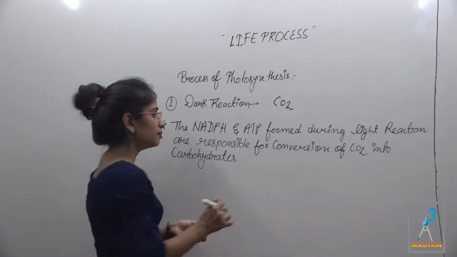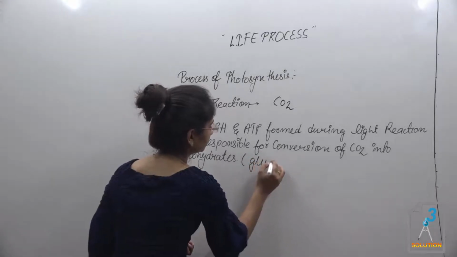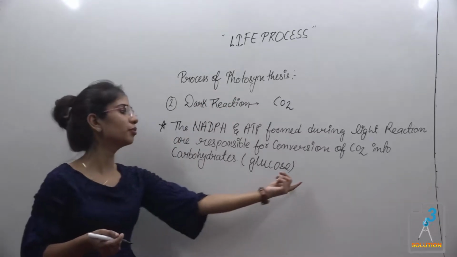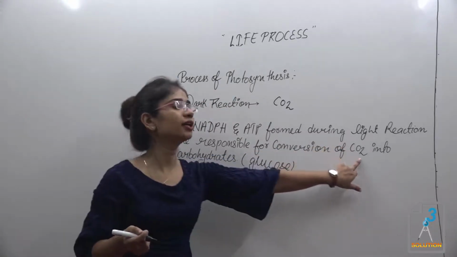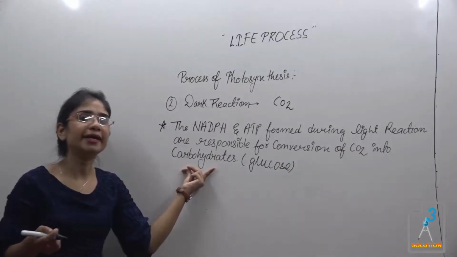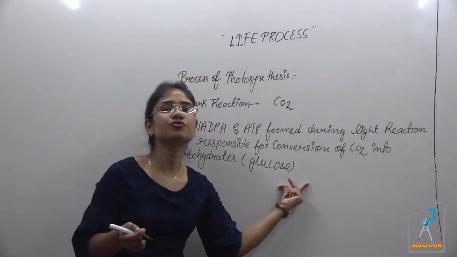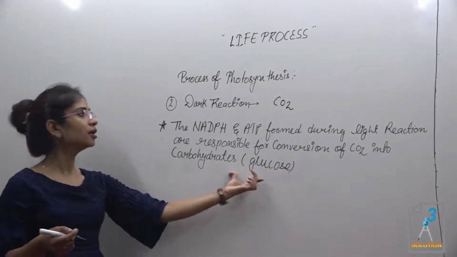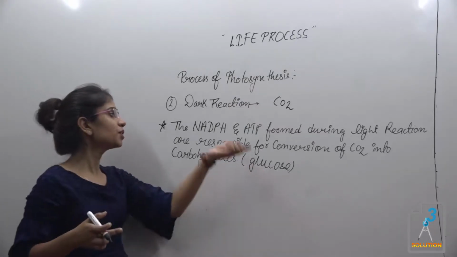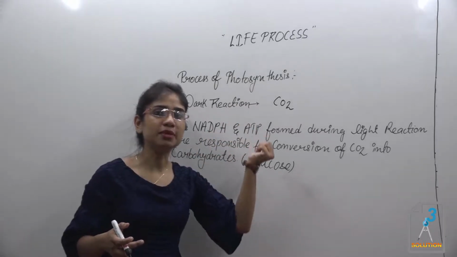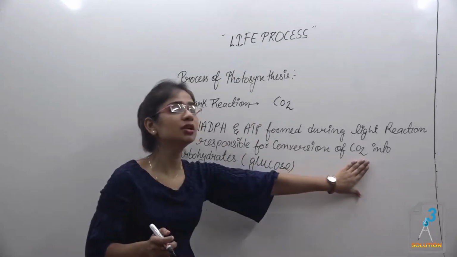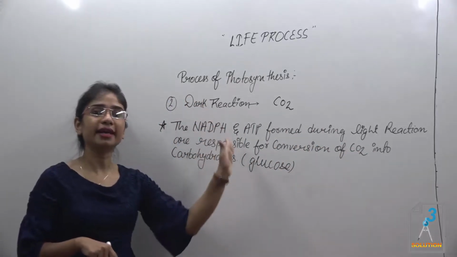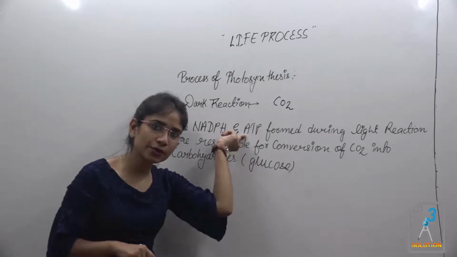Carbohydrate means glucose, we can say. What do we form in the process of photosynthesis? We have to form glucose. So by using carbon dioxide, we have to make carbohydrates, and the basic form of carbohydrate is glucose. So this carbon dioxide is responsible for making glucose. NADPH and ATP are responsible for this formation. That's why we say that the dark reaction is indirectly dependent on the light, because these two are the products of the light reaction.